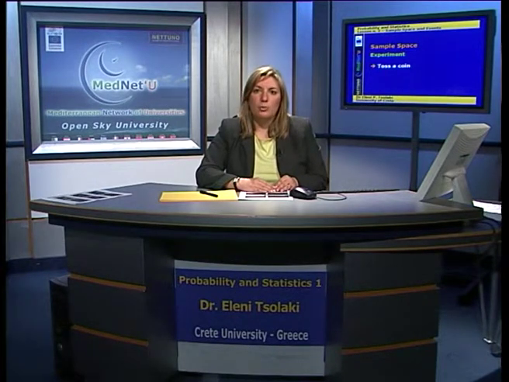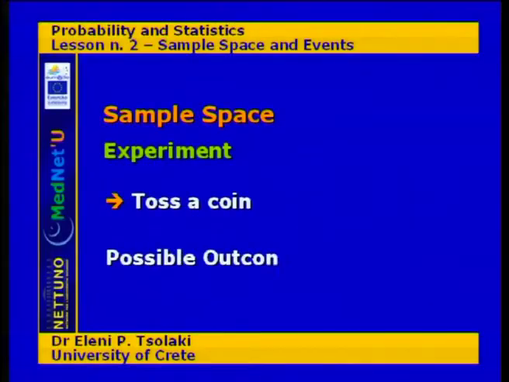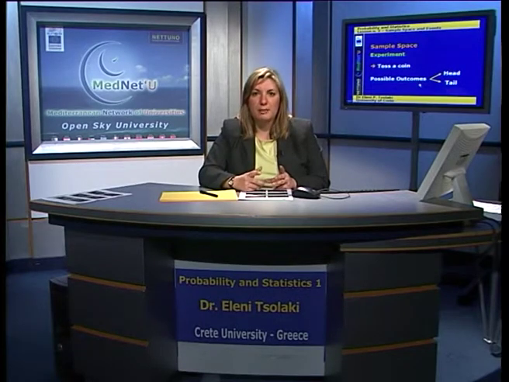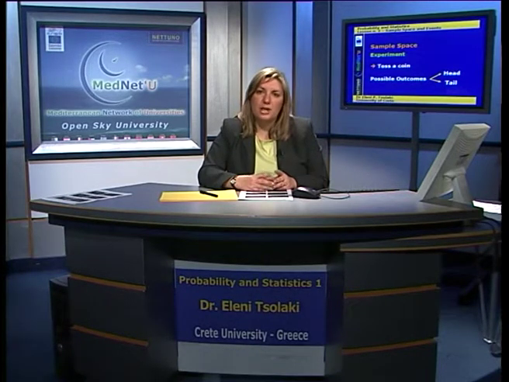When we toss a coin, of course, we know that the possible outcomes in this case are either obtaining a head or obtaining a tail. There are no other possible outcomes, no matter how many times we toss the coin. Every time we perform the same experiment, we are going to expect to observe either a head or a tail.